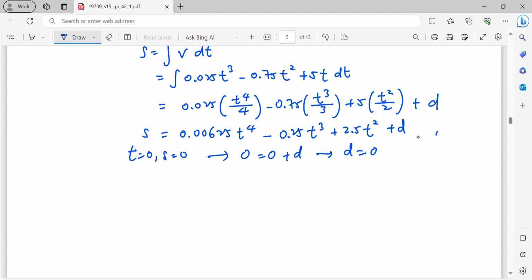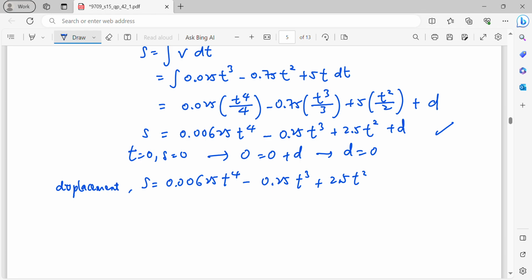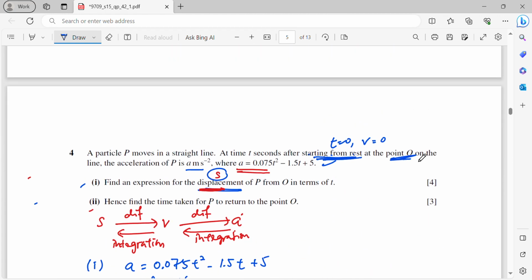Okay, now I rewrite my s. So s is 0.00625 t to the power 4 minus 0.25 t cubed plus 2.5 t squared. So this is my displacement. Okay, so with this, I have completed question 4, part 1.